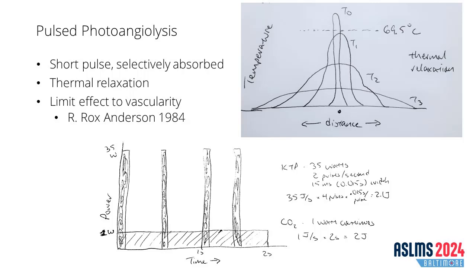So a short pulse, selectively absorbed, followed by a period of cooling, allows the heat to disperse in the tissue before you generate your next pulse. And in this way, you can titrate your laser effect to the oxyhemoglobin without having much thermal effect to surrounding tissue. And in that way, we can try to limit the laser impact on the superficial lamina propria, on the vibratory layers of the larynx.